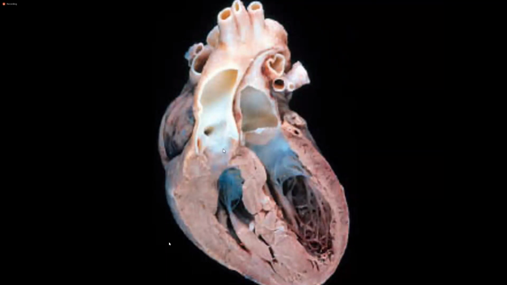The other condition is the transposition of great vessels, where you find the aorta is arising from the right ventricle, and you find that the pulmonary artery is arising from the left ventricle. And again, this is a very serious congenital disease. It is not compatible with life and needs to have VSD or patent ductus arteriosus to sustain life until surgery is done.